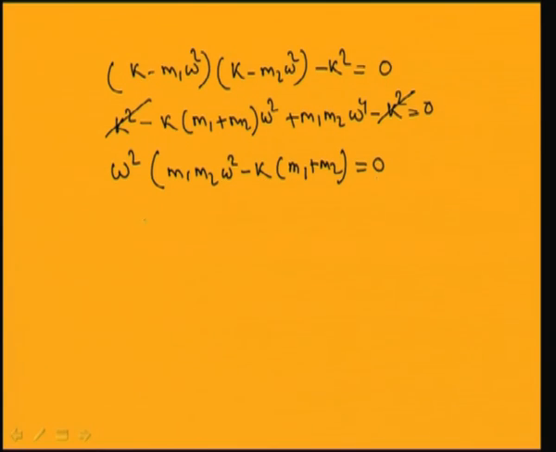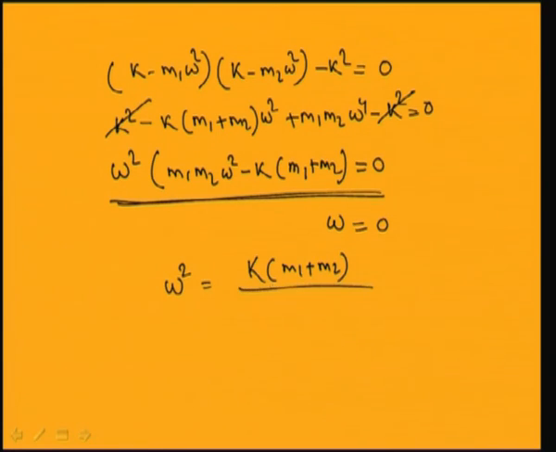So from this equation you can observe that either omega equal to 0 or this part will be equal to 0. So you are getting a frequency omega equal to 0. The other frequency can be obtained from this. This gives omega square equal to k into m1 plus m2 by m1 m2. So this is your omega 1 equal to 0, and omega 2 you can write equal to root over k into m1 plus m2 by m1 m2.